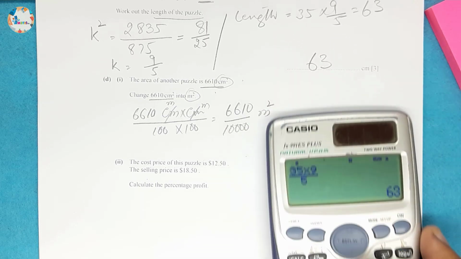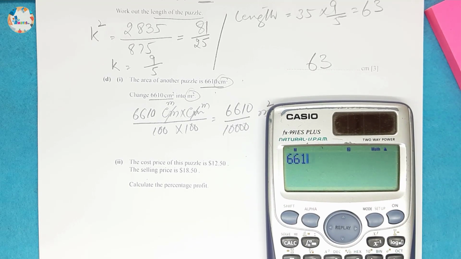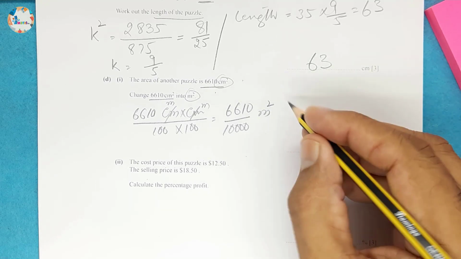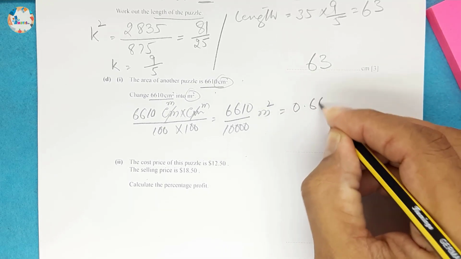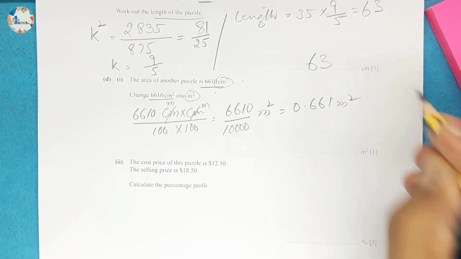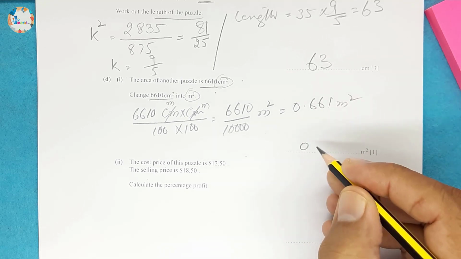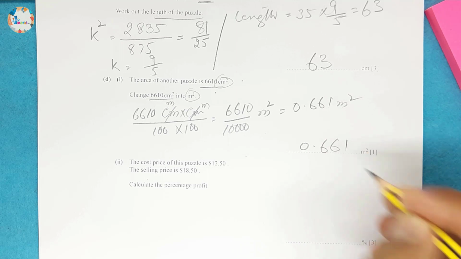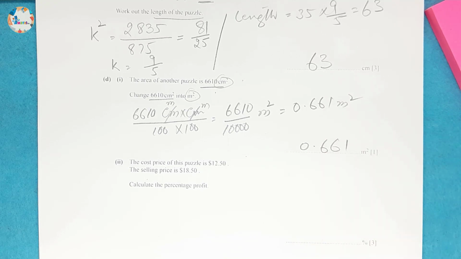Now we have to convert this, so 6610 divided by 1 with 4 zeros, and this will be equal to 0.661. So 0.661, this will be meter square. So we can write here 0.661 meter square. Hopefully you are getting it.